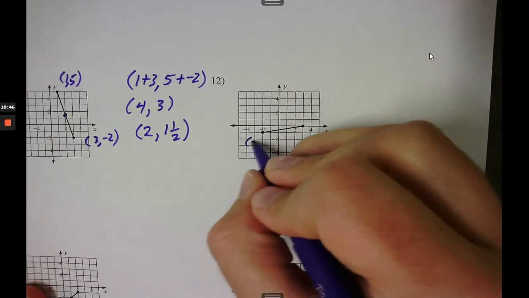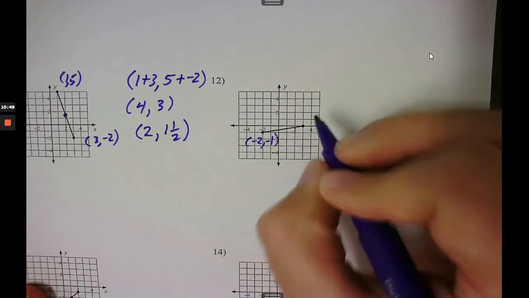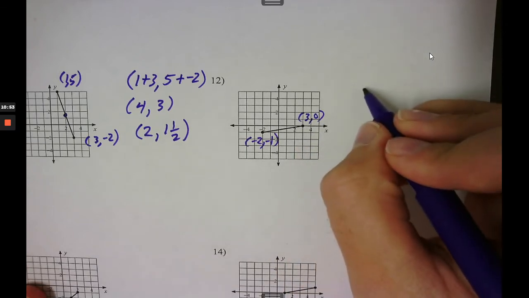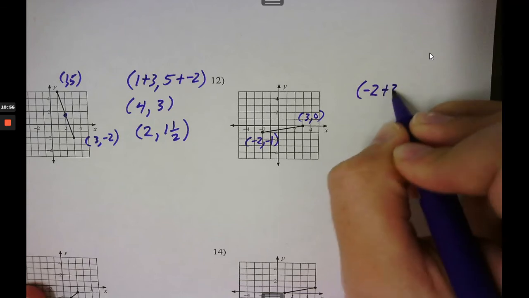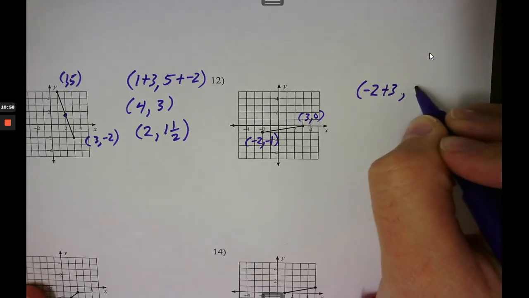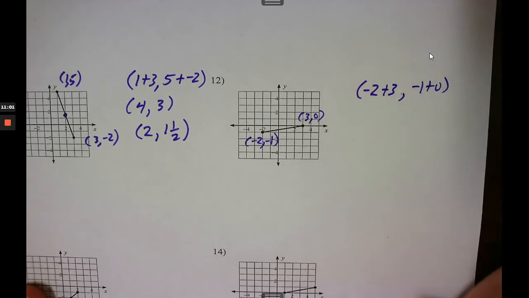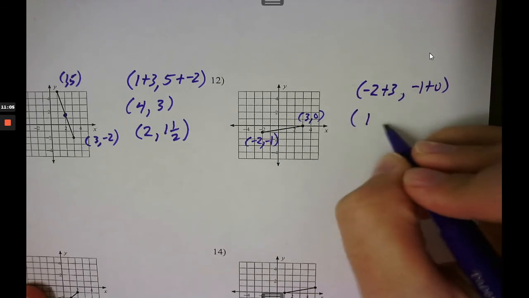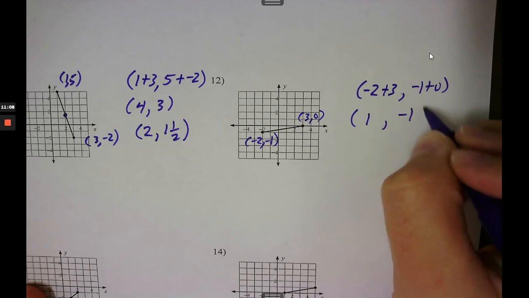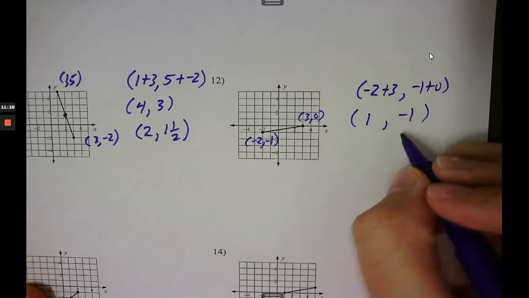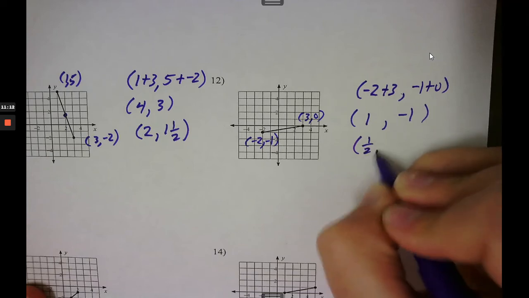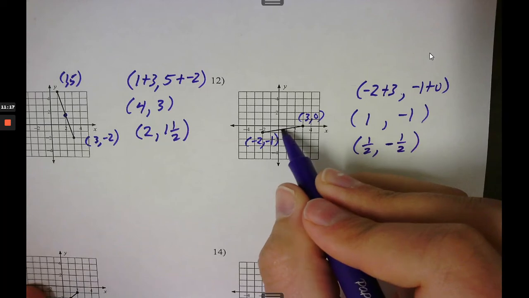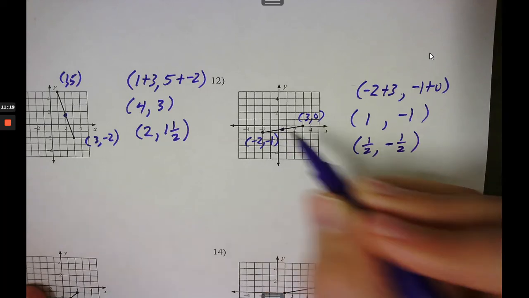And then over here we got 3, 0. Alright, so we're going to have negative 2 plus 3, comma, negative 1 plus 0. Close those parentheses. Alright, go ahead and simplify that. That's going to be 1 and negative 1. And then we are going to take half of each of those. So positive 1/2 and negative 1/2. Okay, so positive 1/2, negative 1/2 puts me right here, which is in the middle.